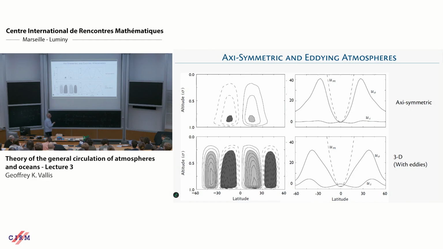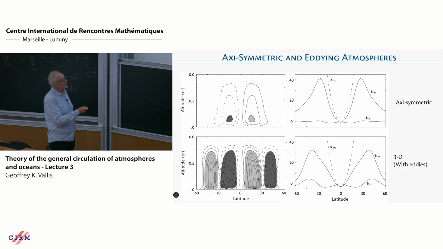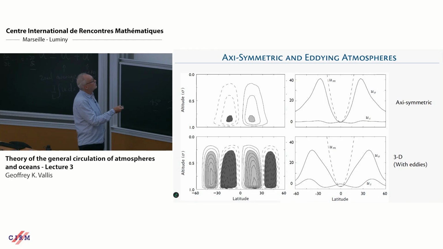When we add the eddies and so on, this jet actually shifts polewards. See, it's now at a much more poleward latitude. So that is, in a sense, a different jet.